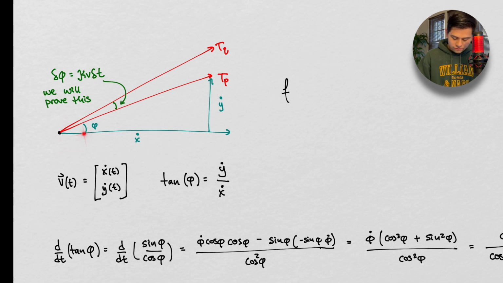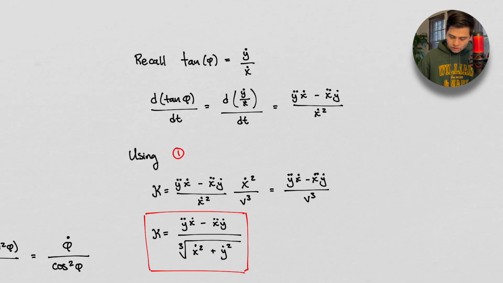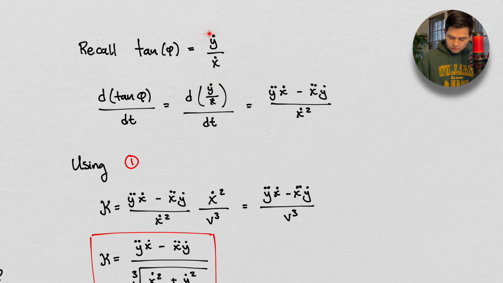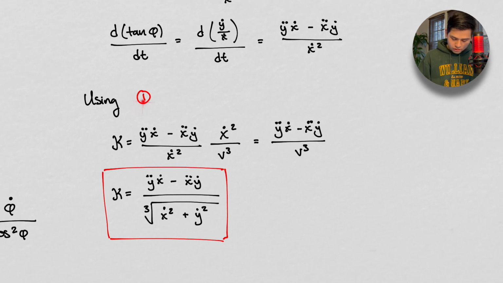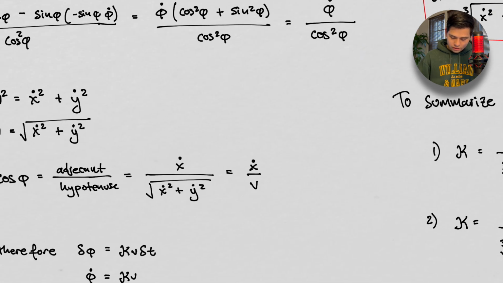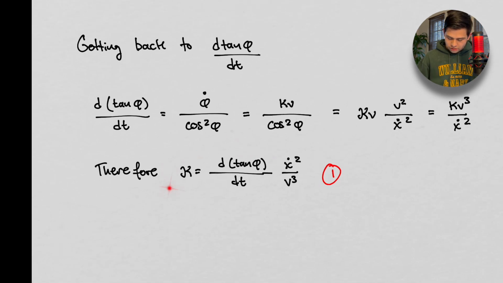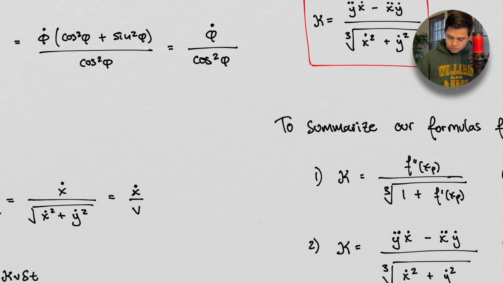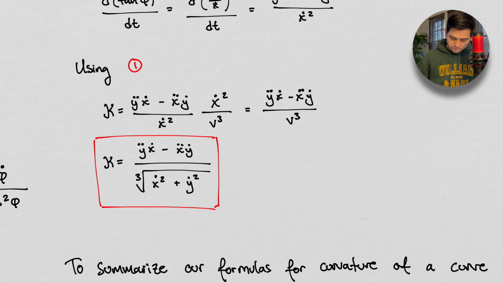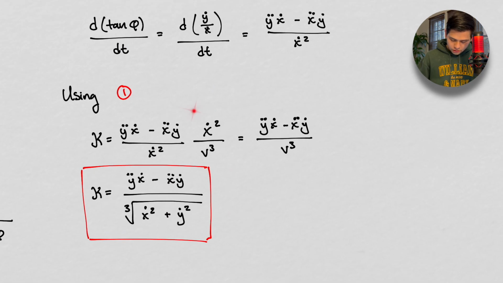So the tangent of this angle is y over x. Okay. Well, we could take the derivative of y over x, the two derivatives here, and we get this. All right, so using equation 1, which is here, we get this.